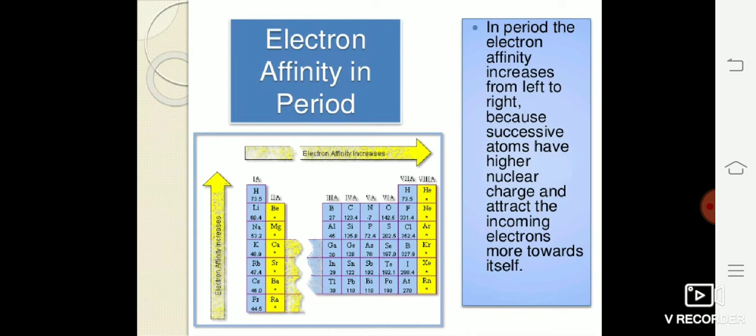When you are moving from top to bottom, non-metallic character decreases, and when you are moving from left to right, non-metallic character increases. Therefore, if you observe your modern periodic table, you can clearly see that you have metals on the left hand side and non-metals on the right hand side.